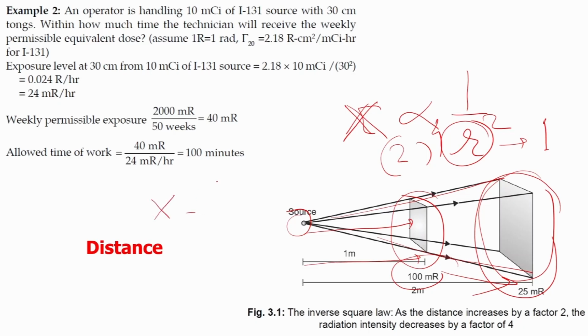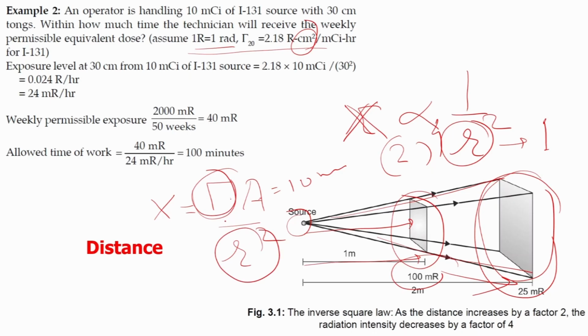The formula of exposure is simply gamma ray constant times activity upon distance square. In this example, the gamma ray constant for iodine 131 is 2.18 R centimeter square per millicurie, and 1 Roentgen is equal to 1 rad. The activity is 10 millicurie, r is 30 centimeter, and our weekly permissible limit is 40 mR.